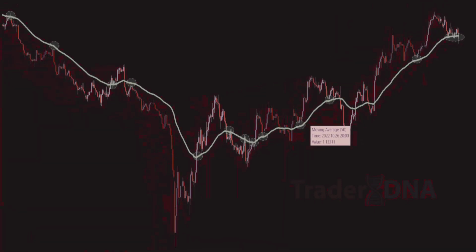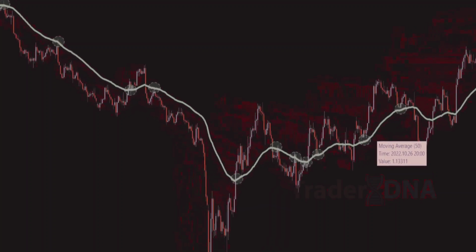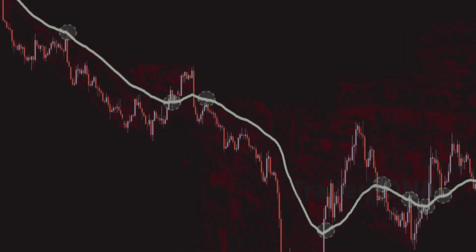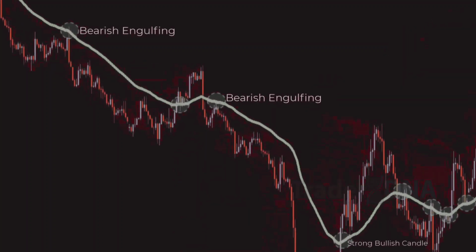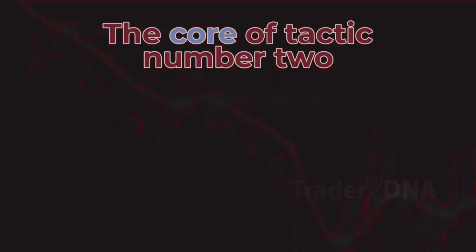It could be a strong bullish candle after the touch, a candlestick pattern like a hammer or engulfing setup, or even a supportive structure you spot on a smaller time frame. Personally, those are my top 3 go-to confirmations before ever pulling the trigger on an EMA bounce trade. Now here's the real secret, the core of tactic number 2.